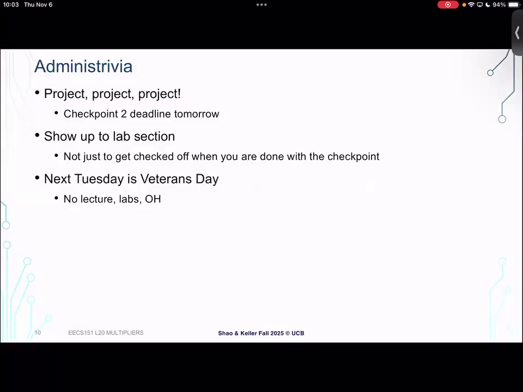And then lastly, just a reminder that next Tuesday is Veterans Day holiday. It's a Berkeley holiday, so no lecture and also no office hours, no lab sections. Everything is canceled on Tuesday, but the rest of the week is as normal. Okay, any administrative questions?